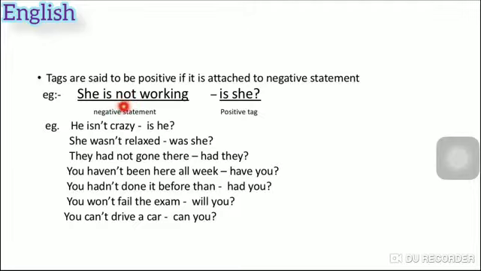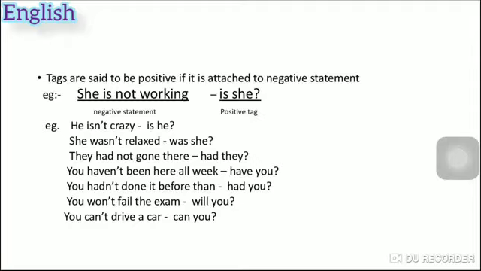You can identify the word, there is a word not. Words like not, none, nothing, seldom, rarely, scarcely make this statement negative. So she is not working, the statement is negative, so obviously our tag should be positive. Take out the is, the auxiliary verb there, and then replace the pronoun next to the primary helping verb, and add the question mark. The main thing you should remember is that you should not fail to mark the question mark.